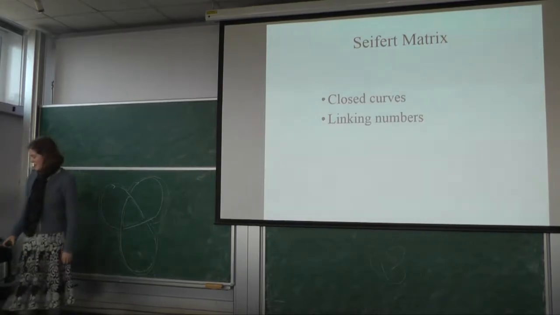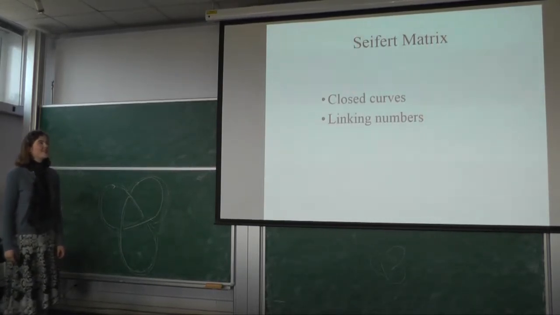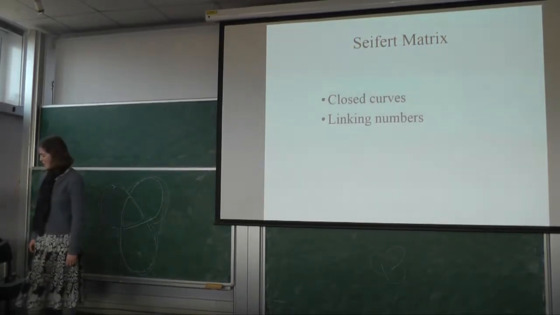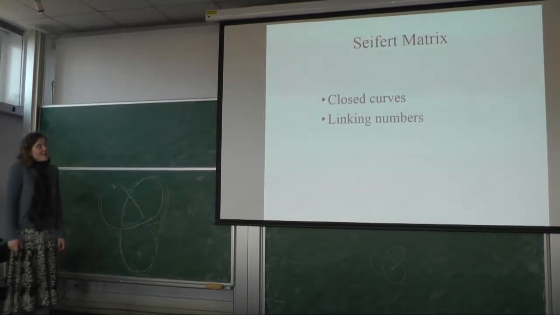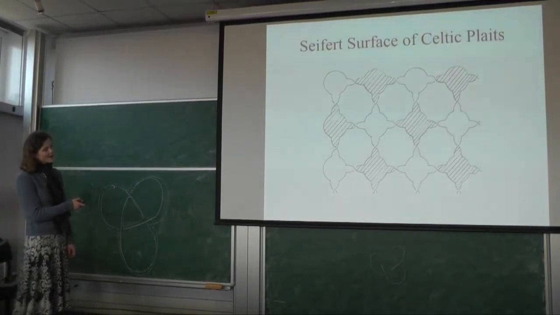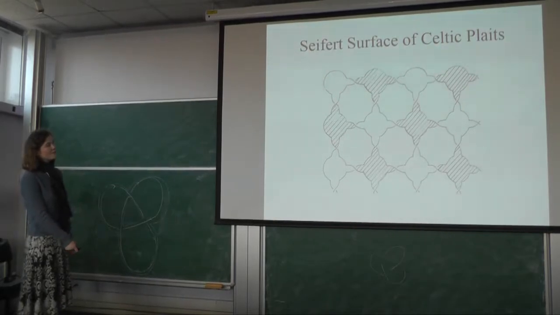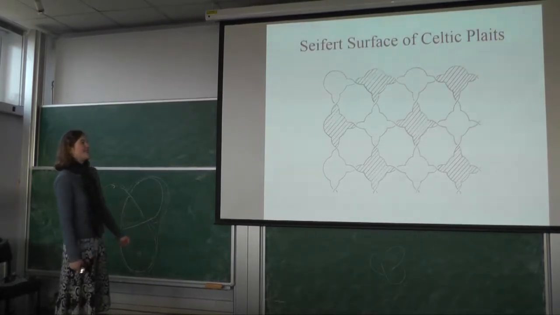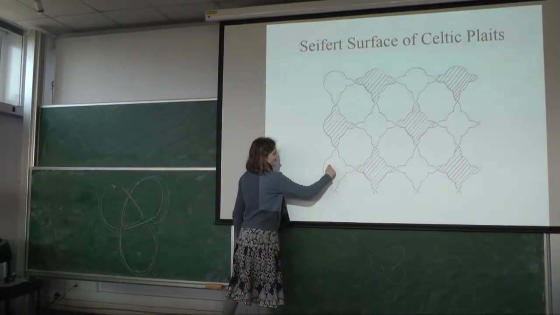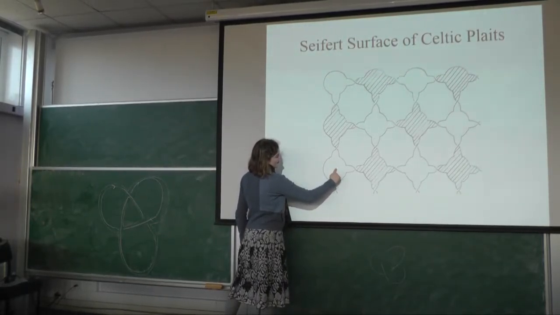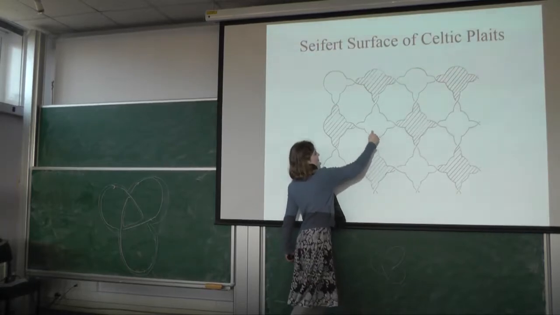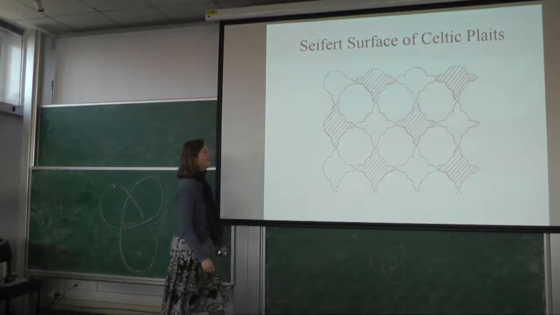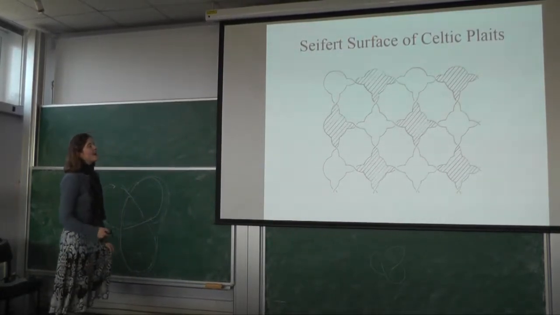So the Seifert matrix, the values in that matrix are the linking numbers of closed curves on the Seifert surface. The closed curves are curves that surround each hole in the Seifert surface. So if you just pick an arbitrary place on the Seifert surface to make a closed curve, you can deform that into a point. But if you try to make a closed curve around here, then it can't go into the hole. So it's sort of stuck there.